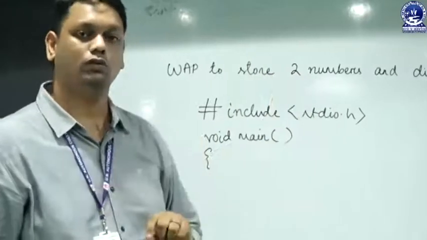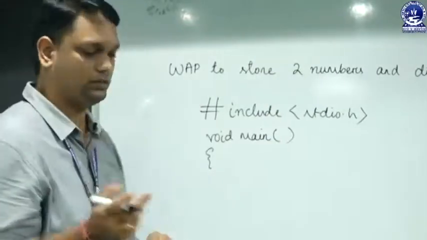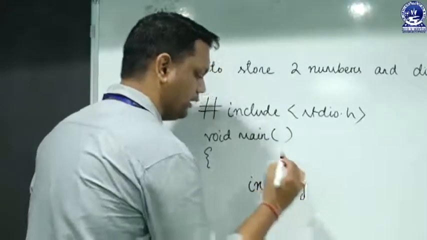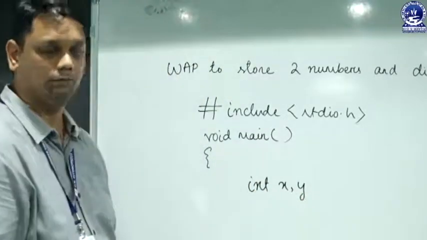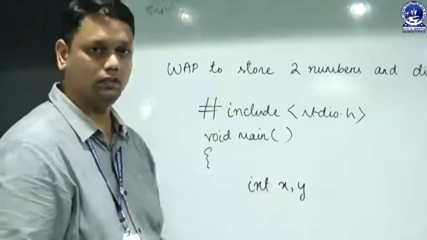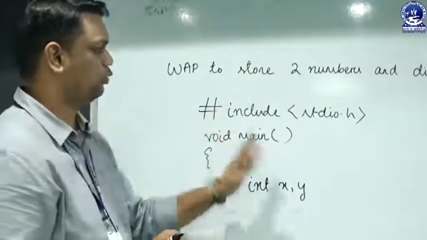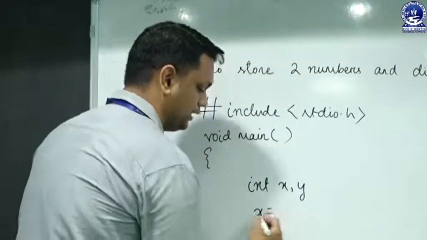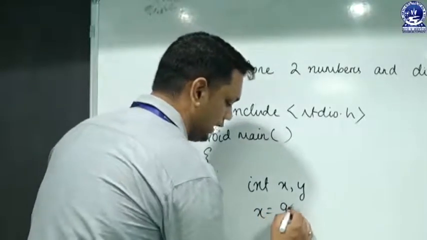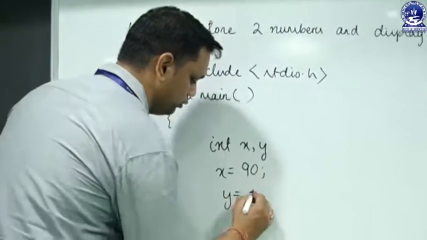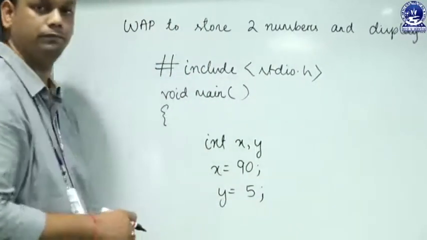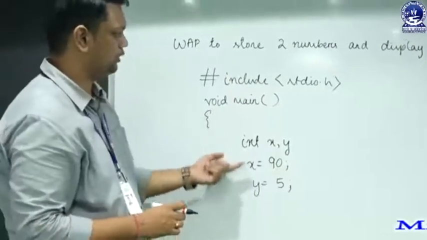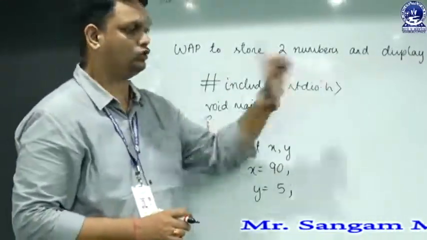Now we have to store two numbers. To store two numbers, we must declare them first. Suppose I am taking int x, y. I have taken two variables x and y for storing two numbers. Now I will store two numbers. Let us say x equal to 90, y equal to 5. So, we have stored two numbers in x and y. The first part is over.